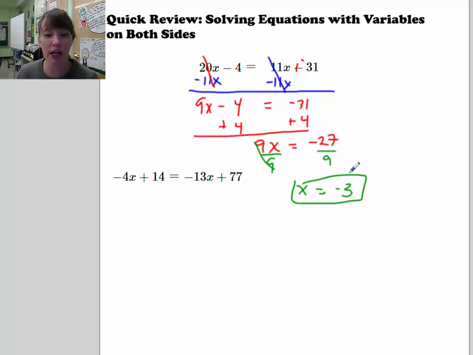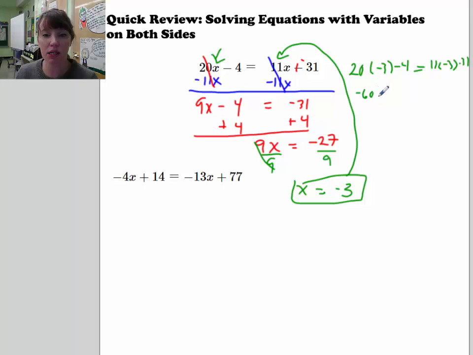And I can always check by putting this back in for x here and here. So we'd have 20 times negative 3 minus 4 is equal to 11 times negative 3 minus 31. This would be negative 60 minus 4 should be equal to negative 33 minus 31. That's negative 64 is equal to negative 64. Okay, so I've checked it.